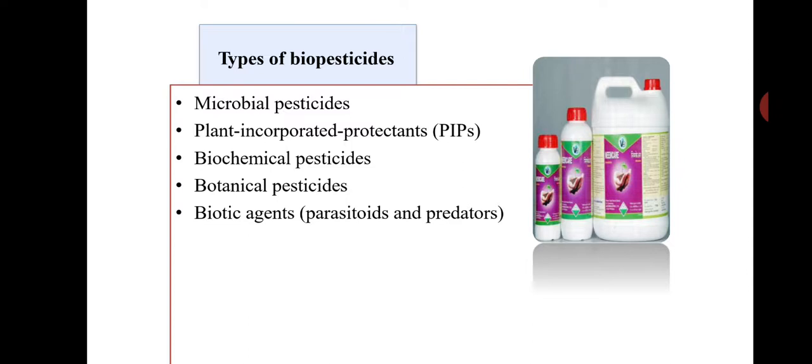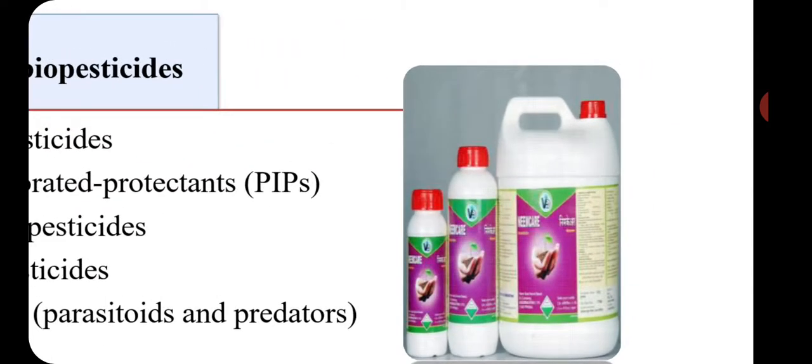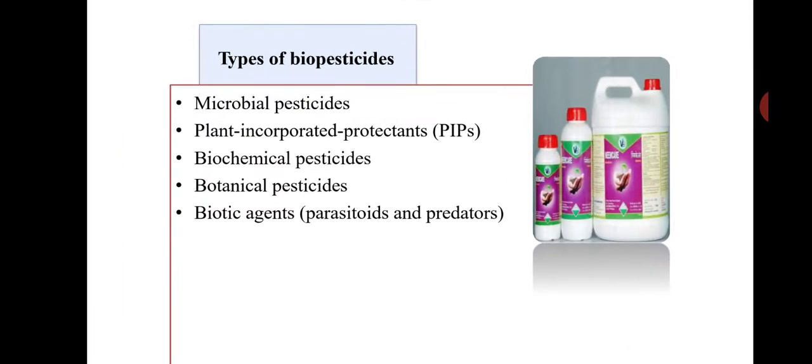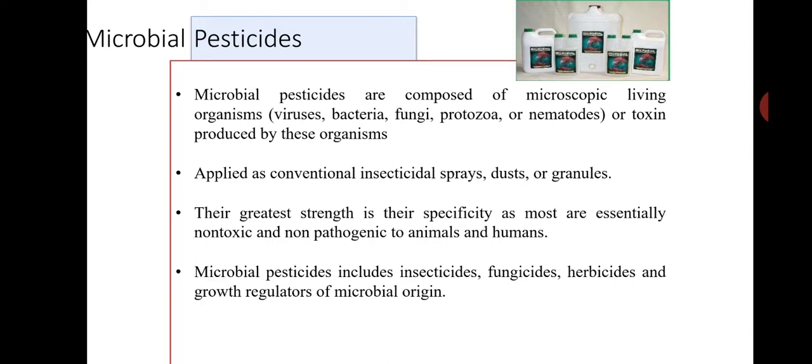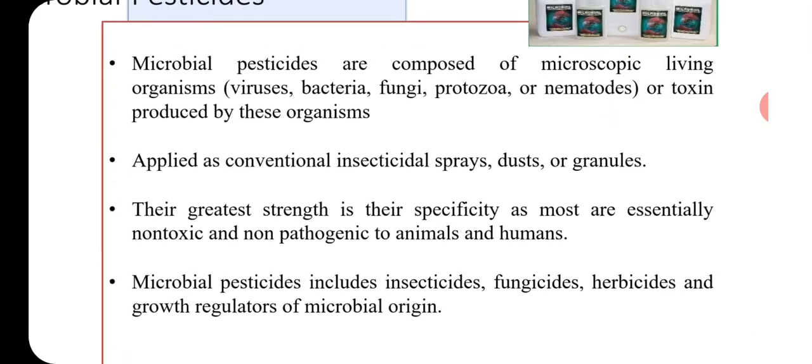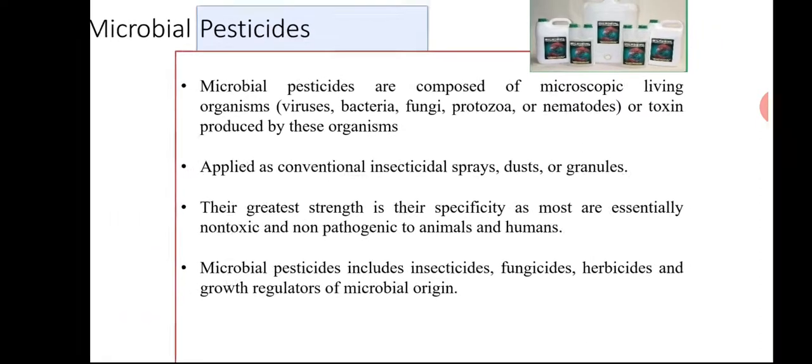What are the types of it? There are microbial pesticides, PIPs, that is plant incorporated protectants, biochemical pesticides, botanical pesticides, biotic agents, etc. I'll discuss each of them one by one. So microbial pesticides are basically composed of microorganisms, that is virus, bacteria, fungi, etc., or toxins produced by these microorganisms. They are applied as either spray, dust or granules. Their greatest strength is their specificity. They are essentially non-toxic. Specificity means they target specific pathogens. Microbial pesticides include insecticides, fungicides, herbicides and growth regulators.